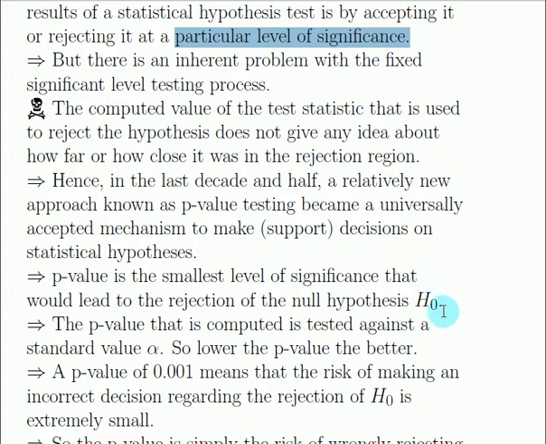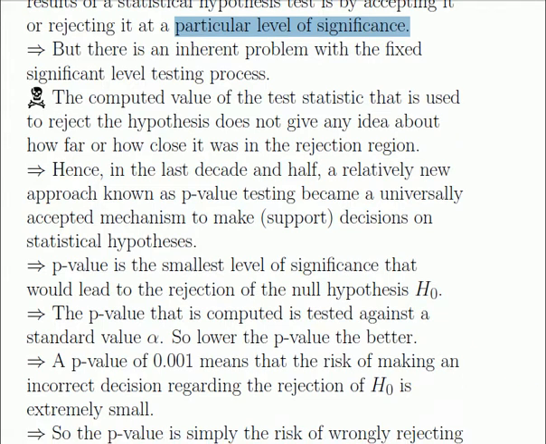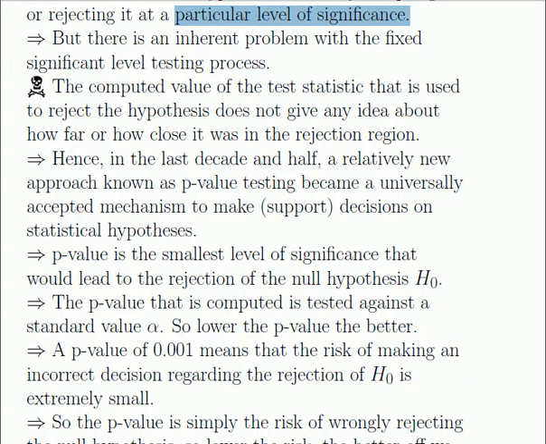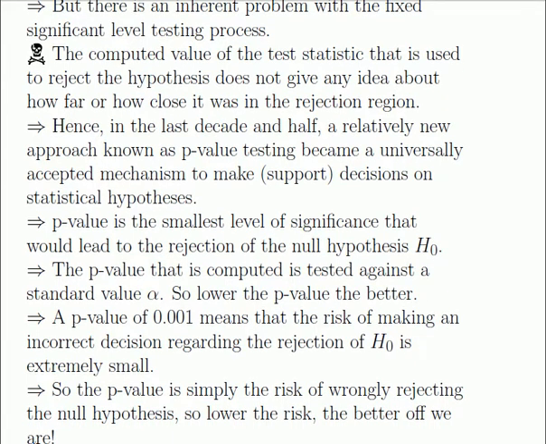So let's read that again. The p-value is the smallest or lowest level of significance at which you can reject your null hypothesis. Whichever p-value is computed, it is always tested against a standard value of alpha. For example, if your fixed significance level testing is against 0.01, like we did in the previous example, your p-value has to be lower for you to be able to reject that null hypothesis.